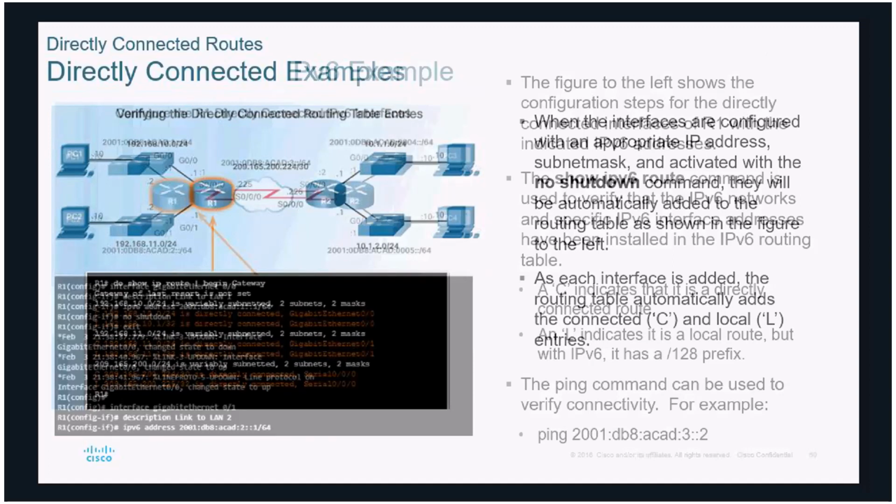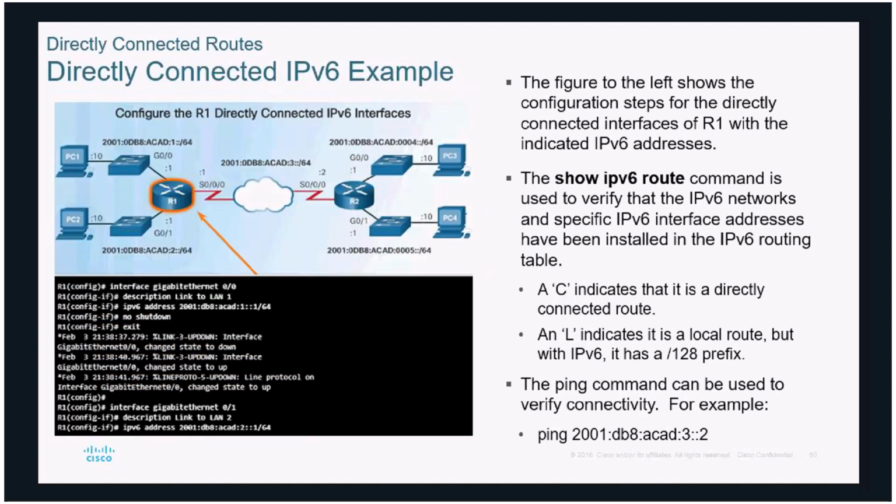IP version 6 example, this shows you IPv6. Show IPv6 route will show you the routing table for v6. C and L also apply to this as well. And you can ping to verify connectivity straight to an IP version 6 address like that. You can ping IPv6 interfaces.